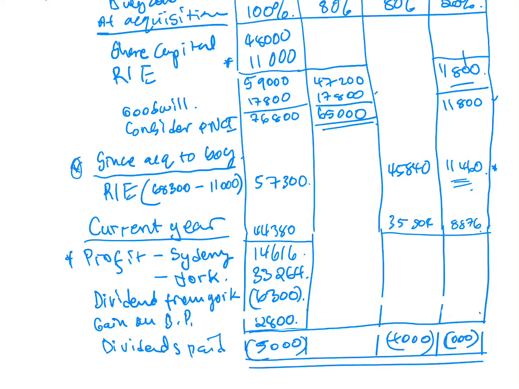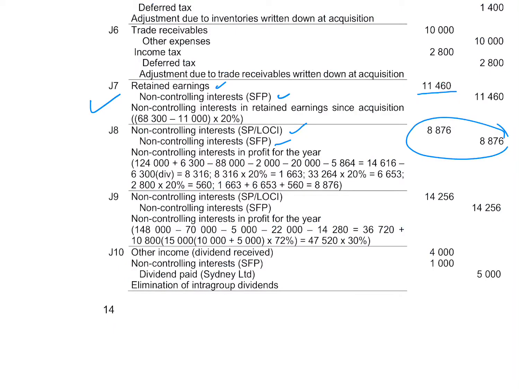The NCI received 1,000. So let's come and create that journal. You debit other income, debit non-controlling interest, and credit the dividend that has been paid. Right, so that's it, good people, for the journal entries. The intra-group transactions, those are the things that we are adjusting there on these journals.